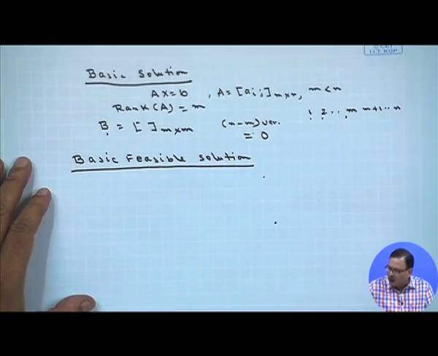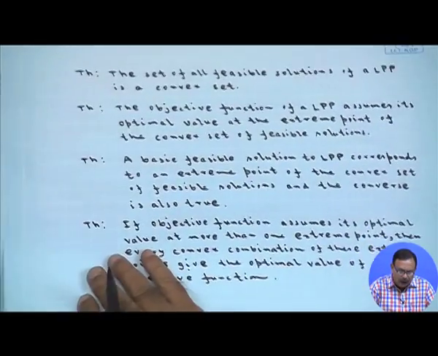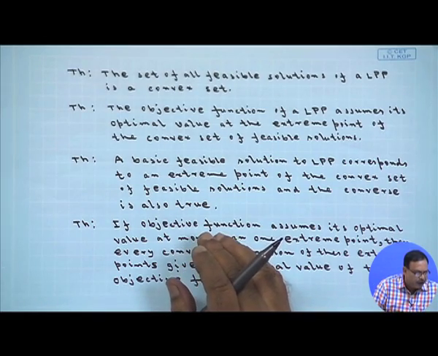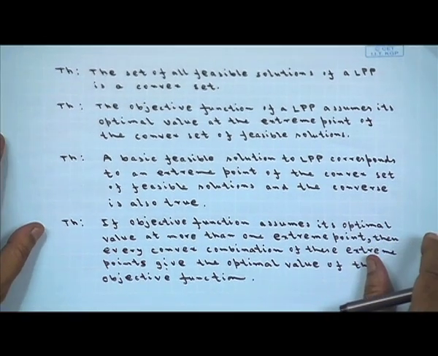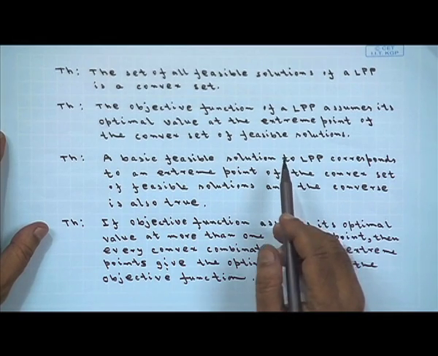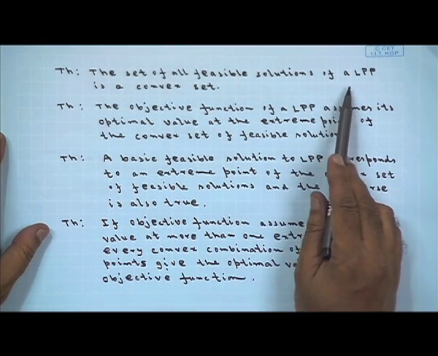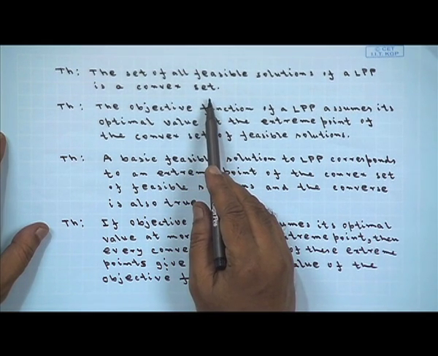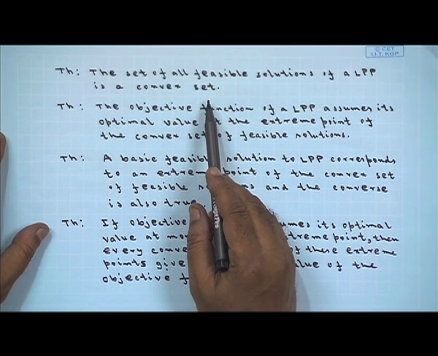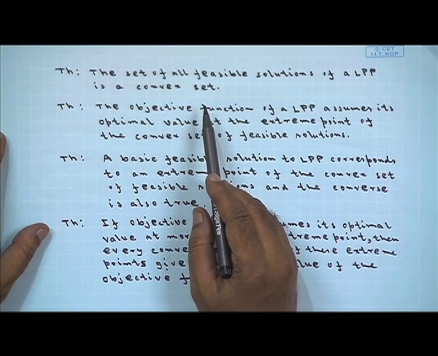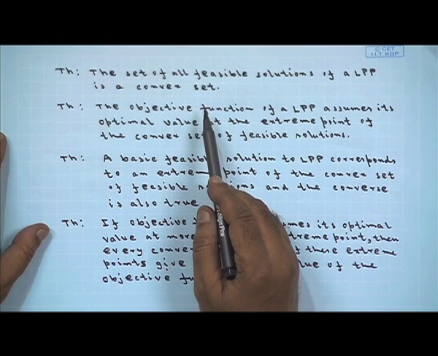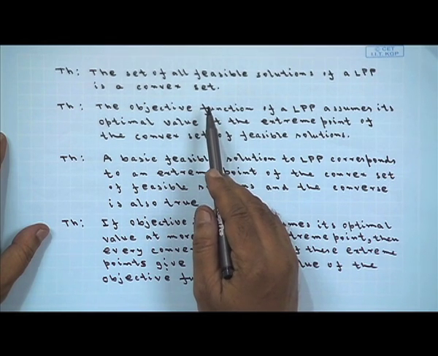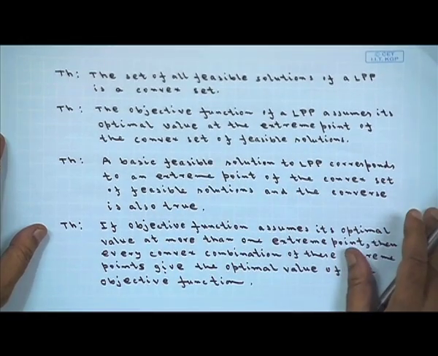So, this is one theory. Some other related theories are also there. Number 1, the set of all feasible solutions of an LPP is a convex set. So, this proves that if I have formulated one linear programming problem where the objective function and constraints are linear and they satisfy the other assumptions of LPP, then the feasible solutions will form a convex set.